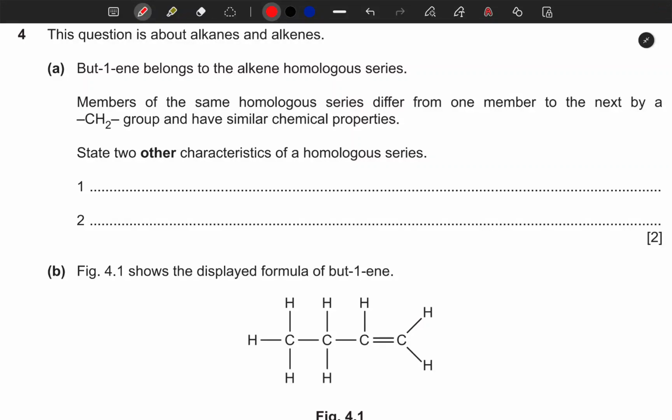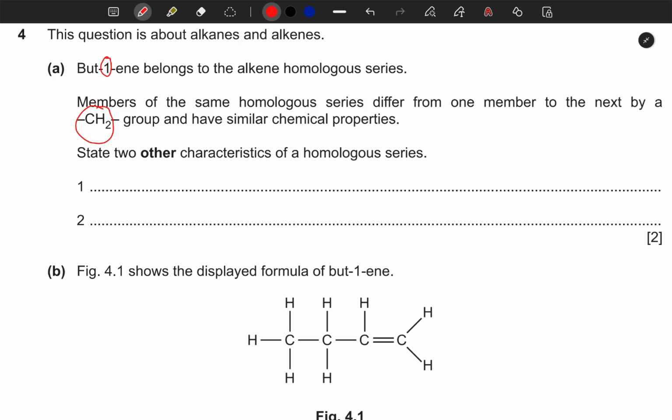This is an organic chemistry question about alkanes and alkenes. Butene belongs to the alkene homologous series. Don't worry about the 1, I'll explain what that means. This just means that the double bond is positioned on the first carbon atom. Members of the same homologous series differ from one member to the next by a CH2 group, and they have similar chemical properties.